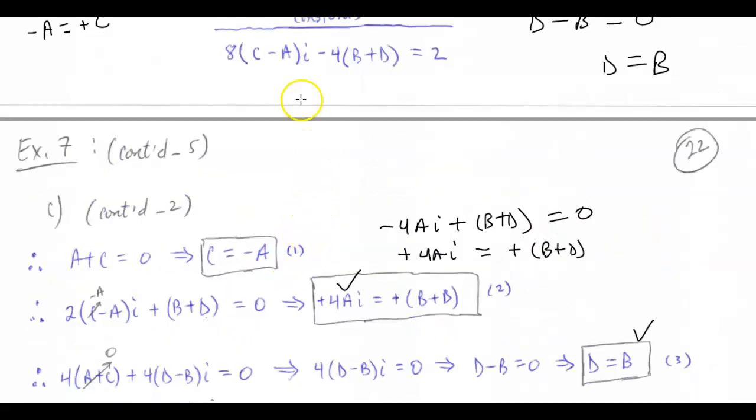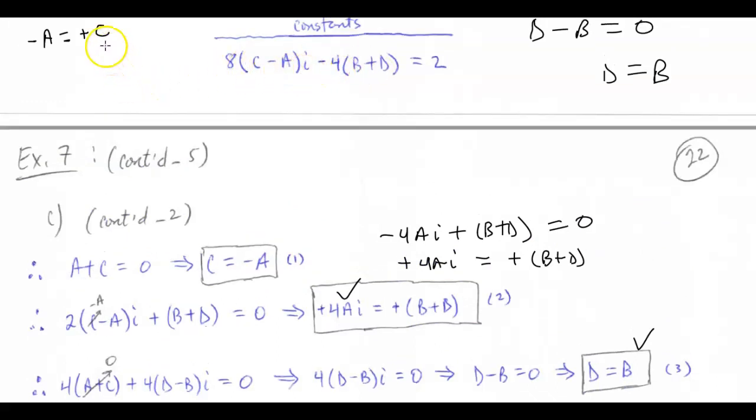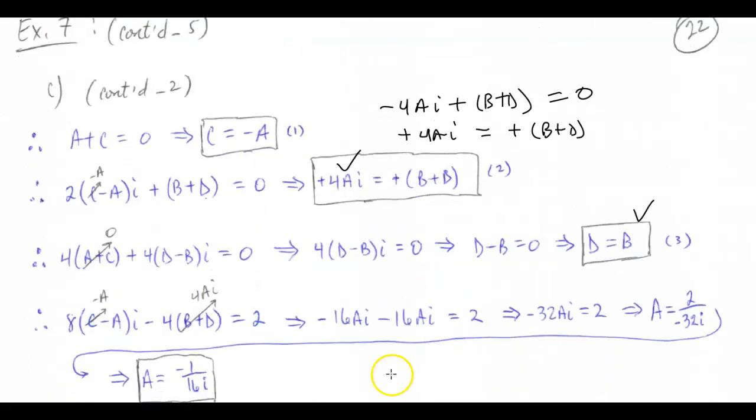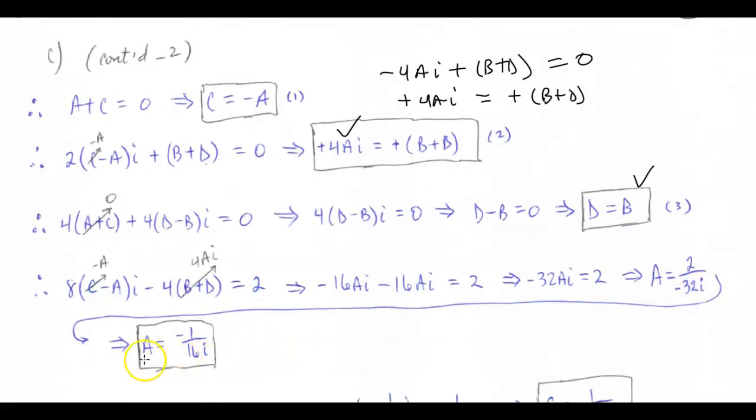And then for this last expression here, remember that c is minus a. I know that b plus d is going to be 4ai. And so I put all that information in, and I see that both terms end up giving me a minus 16ai, which gives me a minus 32... 8i equals 2. And when I do the division for that, I end up with a is equal to this complex number of minus 1 divided by 16i.